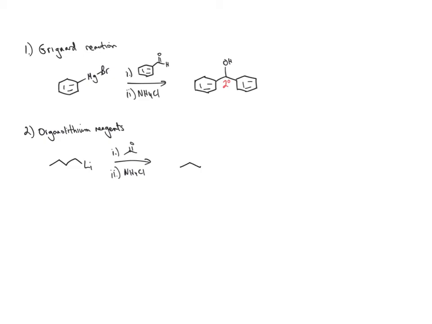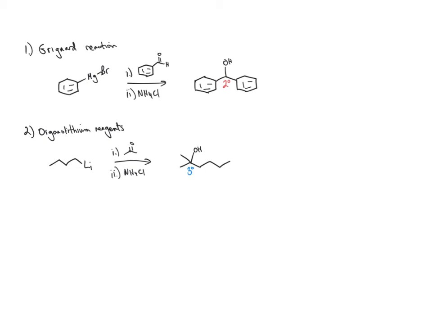This product is going to look like this, in which you now have a new carbon-carbon bond right here between the butyl lithium and the formerly carbonyl of the ketone. And so this is an example where an organolithium or Grignard reagent reacts with ketones to give you tertiary alcohols. So how does it work?